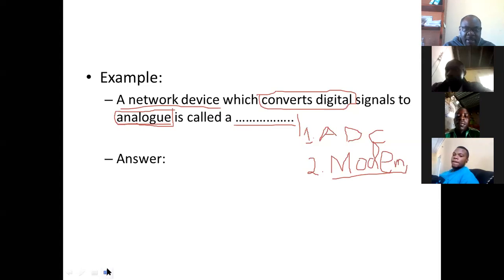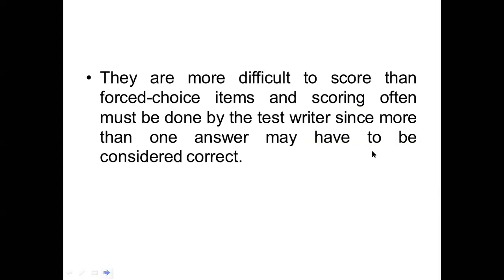Okay. So, they are more difficult to... One thing that you are supposed to understand about these completion items, you see, is that they are more difficult to score, okay? Meaning, it's difficult to attach a mark. Scoring is attaching a mark. You've marked, and then you are trying to attach a grade to that particular mark that you've marked. So that is what we mean by scoring. So they are more difficult to score than first choice items.